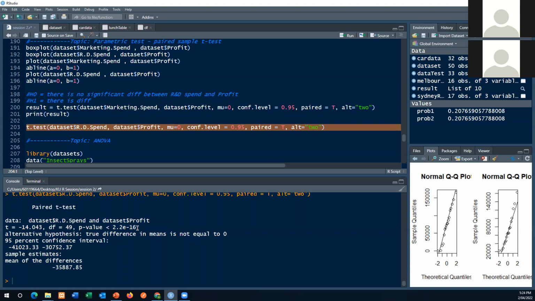It means in this case we are rejecting the null hypothesis, because a lower p-value always indicates you have to reject the null hypothesis and accept the alternative hypothesis. So in this case it is also telling us that R&D spend has a positive or negative intervention. We don't know, because we don't know the direction of correlation. We know they are significantly related with each other.